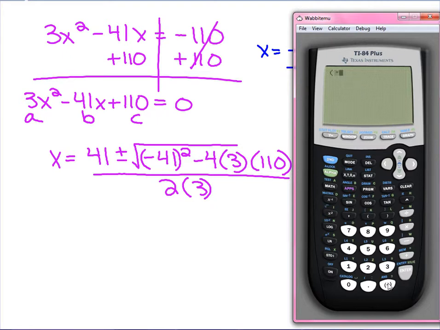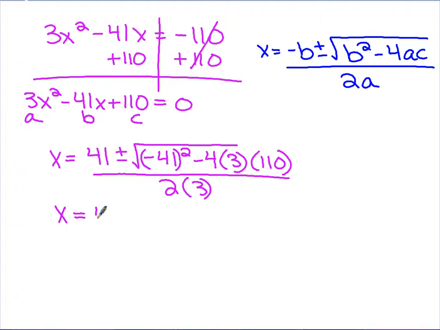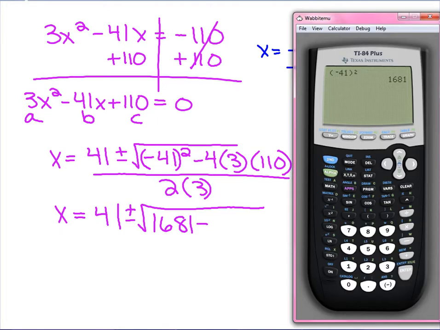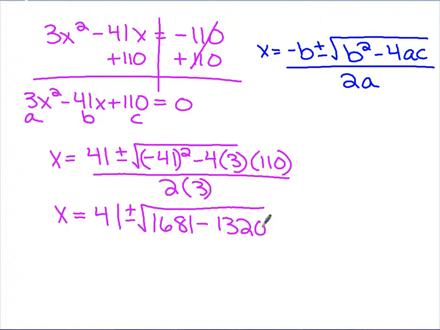In parentheses, negative 41 squared. I was right. Yay. Okay. So 1 plus minus 1681 minus, all right, 4 times 3 is 12. 12 times 110, yeah, I'm not doing that in my head. 4 times, oh, not divided. 4 times 3 times 110 is 1320. Okay. So, and then that's all over 2 times 3, which is 6.